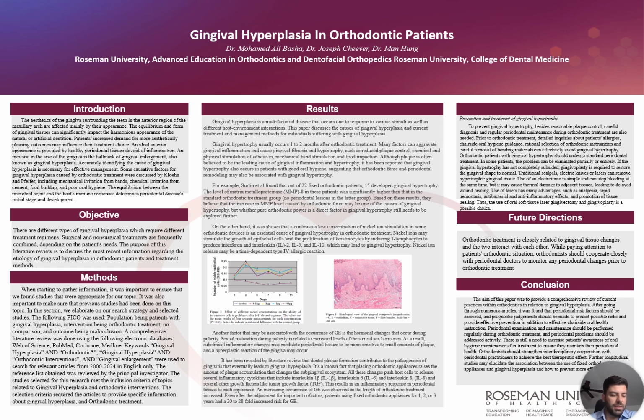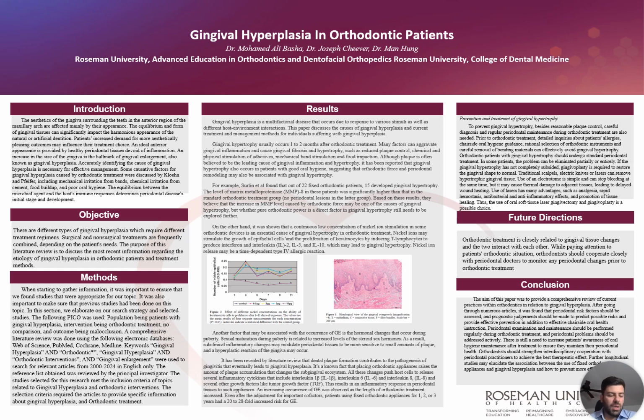An increase in size of the gingiva is a hallmark of gingival enlargement, also known as gingival hyperplasia. Accurately identifying the cause of gingival hyperplasia is necessary for effective management. Some causative factors for gingival hyperplasia caused by orthodontic treatment were discussed by Colin and Pfeiffer, including mechanical irritation from bands, chemical irritation from cement, food buildup, and poor oral hygiene. The equilibrium between the microbial agent and the host immune response determines periodontal disease initial stage and developments.